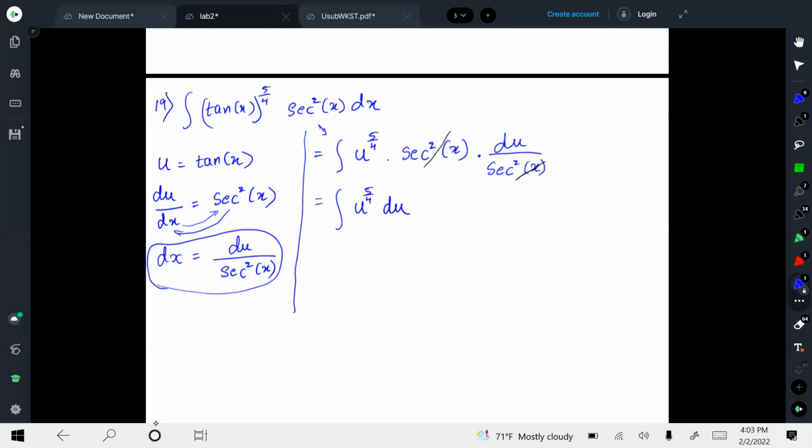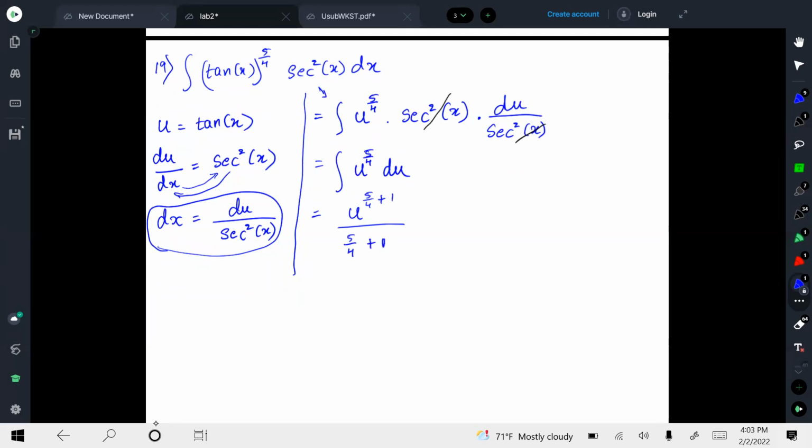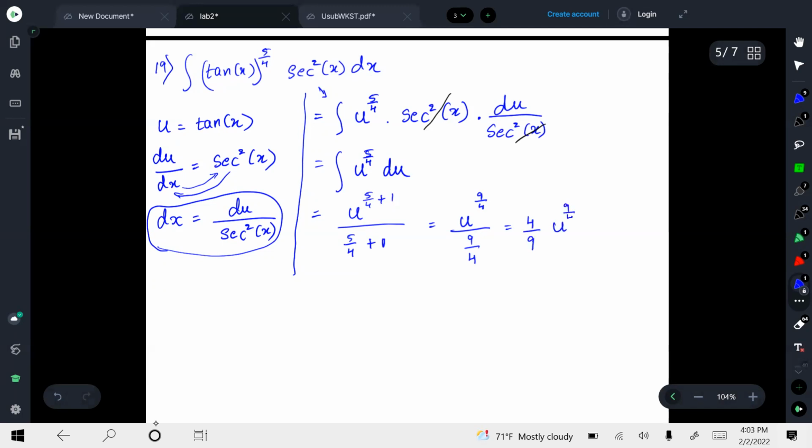Again, you're going to use the same power rule. I can elaborate the answer if you want. So using the power rule, u to the power of 5 by 4 plus 1, divided by 5 by 4 plus 1. So this will give you u to the power of 9 by 4 divided by 9 by 4. So you can reciprocal this, and that will give you 4 by 9 u to the power of 9 by 4. Remember, you have to put the constant c.